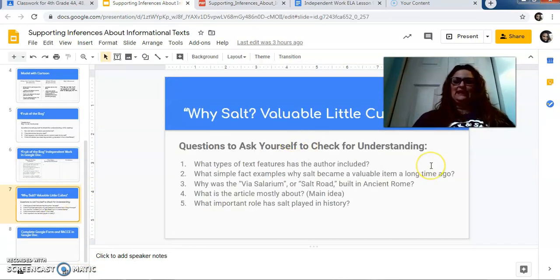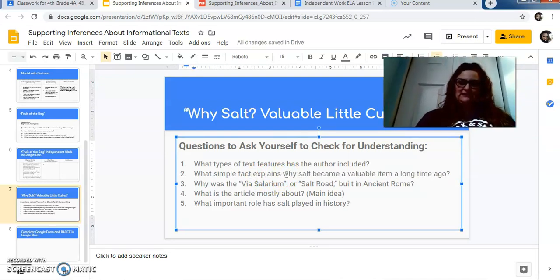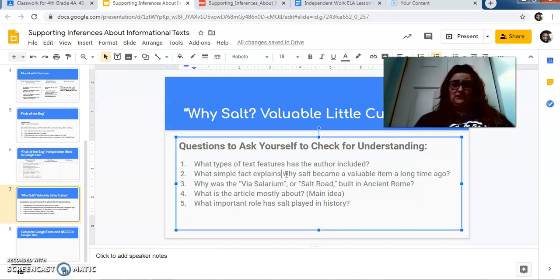These are the questions to ask yourself as you read. What types of text features has the author included? Remember, text features are always included for a reason. They're important. What simple fact explains why salt became a valuable item a long time ago? Why was the Via Salarium, or Salt Road, built in ancient Rome? Number four, what is the article mostly about, aka main idea? And the last one, what important role has salt played in history?